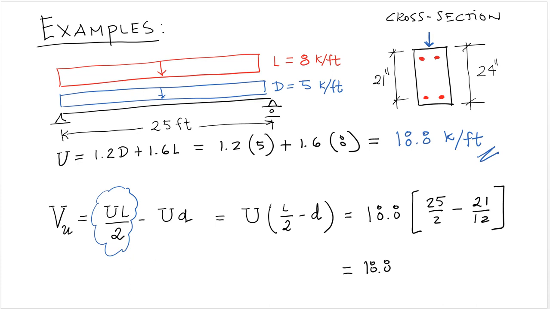And so this results in 18.8 times 10.75, which is 202.1 kips. You can compare that with this value here, which would be 18.8 times 25 divided by 2.